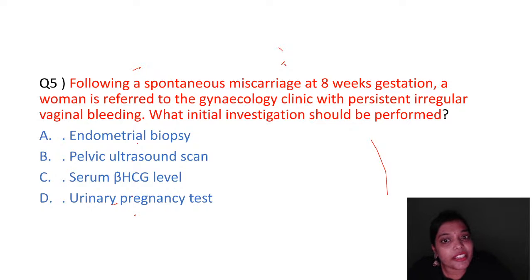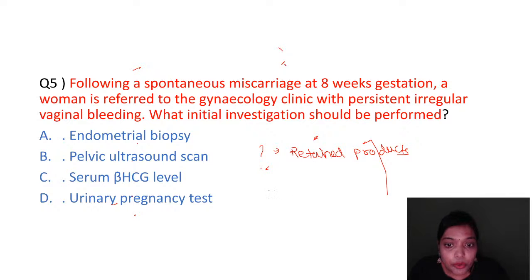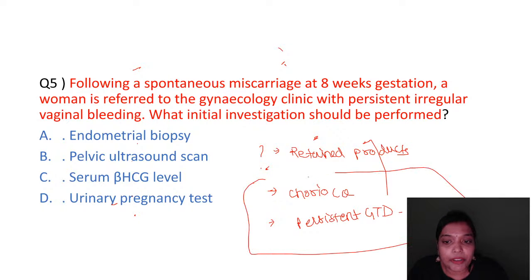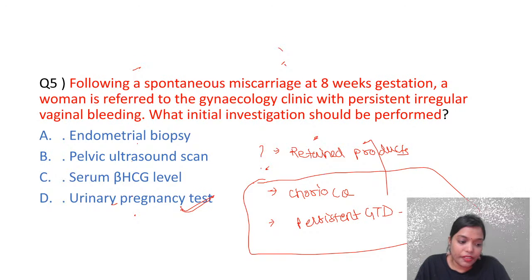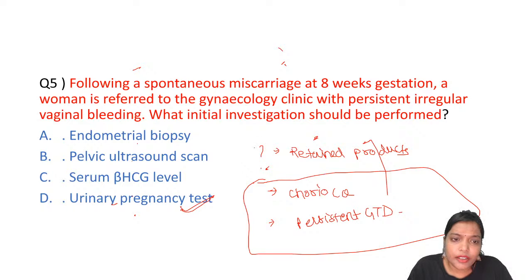Whenever you have a persistent irregular bleeding post delivery or post miscarriage, what are you suspecting? There are 2 or 3 differential diagnoses. Number 1, I'm suspecting retained products. Number 2, I'm also suspecting it can be a choriocarcinoma or persistent GTD. The first thing which I'll do to rule out the choriocarcinoma and persistent GTD is do a urine pregnancy test, not pelvic ultrasound.